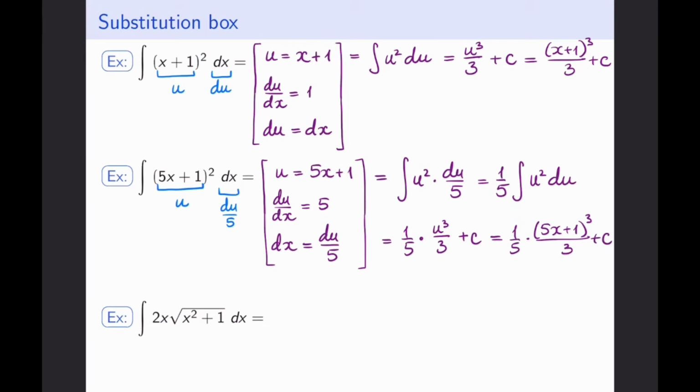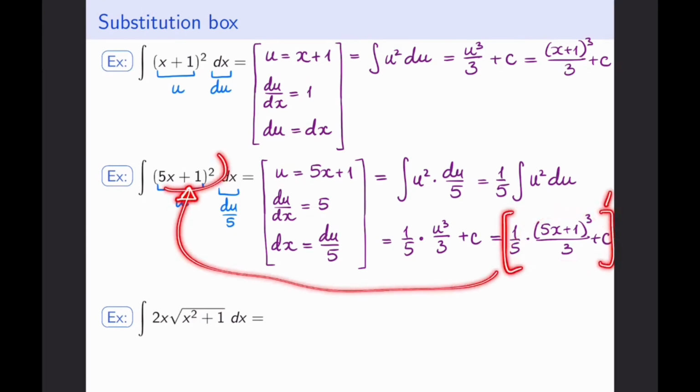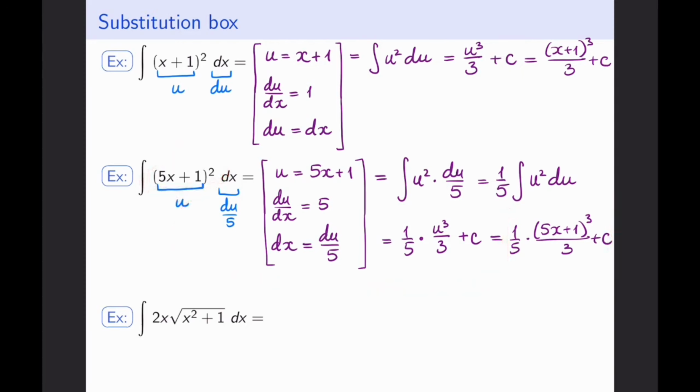And once again, you can check this answer using differentiation. If I take a derivative of this now, will I have (5x plus 1) all squared? I leave this up to you to confirm that this is in fact correct. Let's try this next one. It looks very complicated, but it really isn't. And this will also show us another way to spot when a substitution is an appropriate technique.